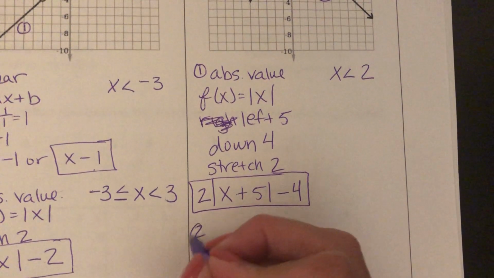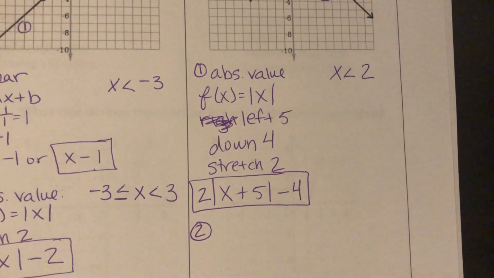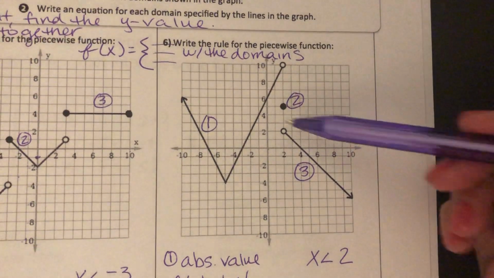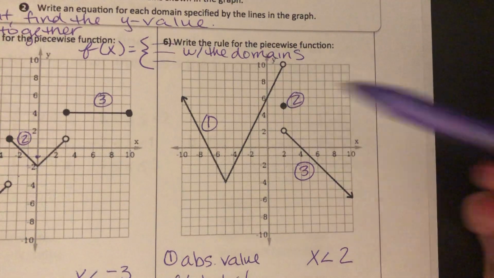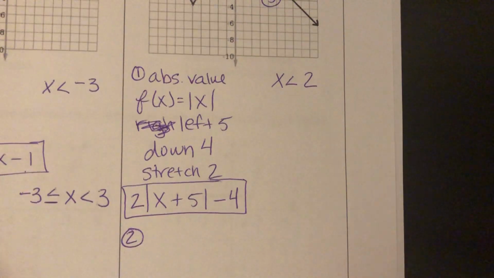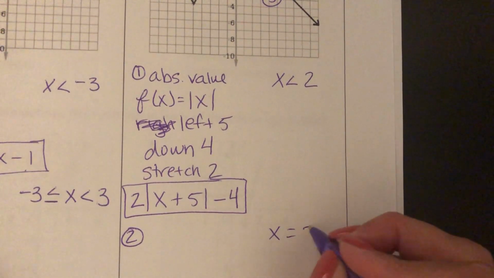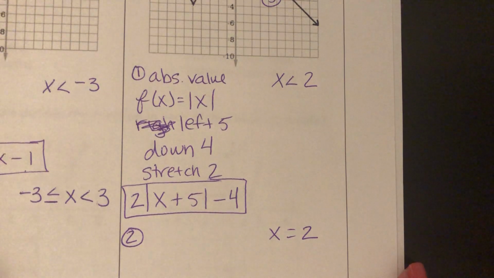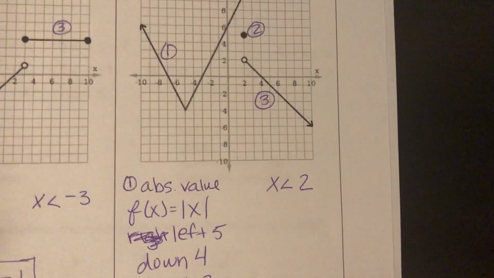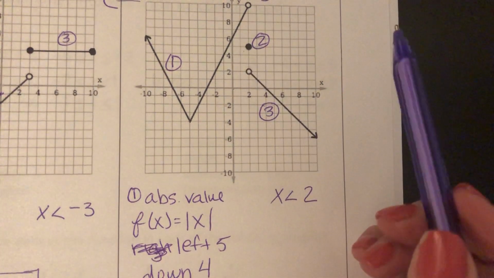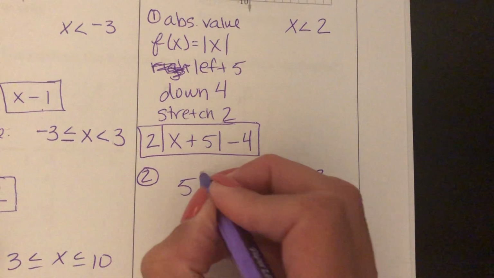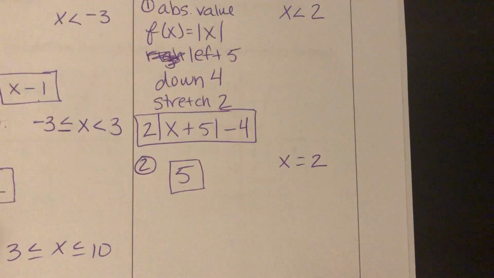Let's go to the second piece. So the second piece is just a point. The domain is at 2, exactly 2. So x equals 2 for the domain there. Okay. And then we'll go back and see what the y value is. The y value is 5, so it's just 5. And that one's done.